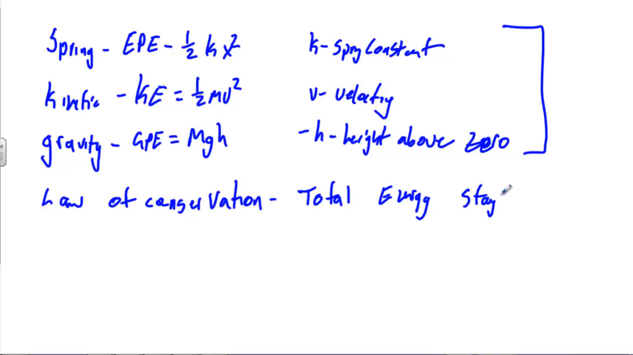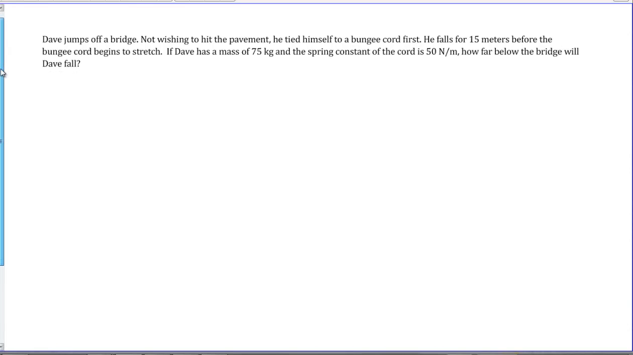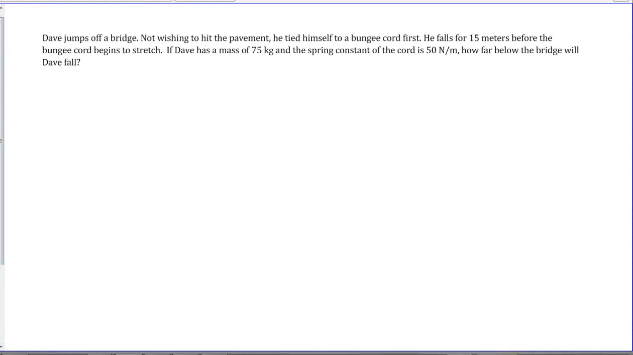So let's look at an example problem. Dave jumped off a bridge. Not probably his best move, but hey, he was planning ahead and he tied himself to a bungee cord. So yay, he's not going to die. Sweet. But we want to know, if Dave has a mass of 75 kilograms and he fell for 15 meters before the cord started to stretch, and it has a spring constant of 50 newtons per meter, how far below the bridge will Dave fall?